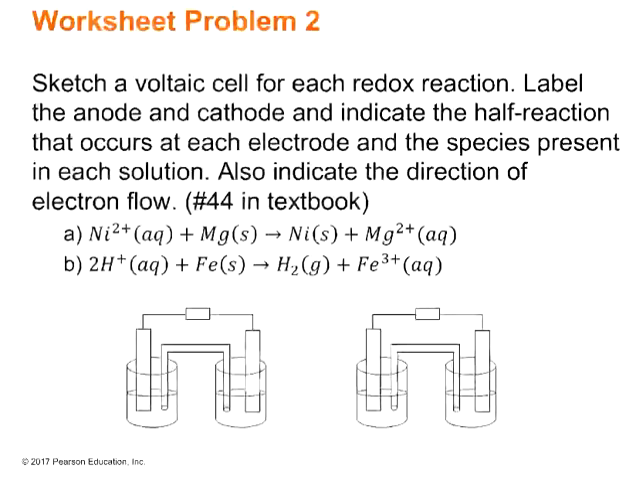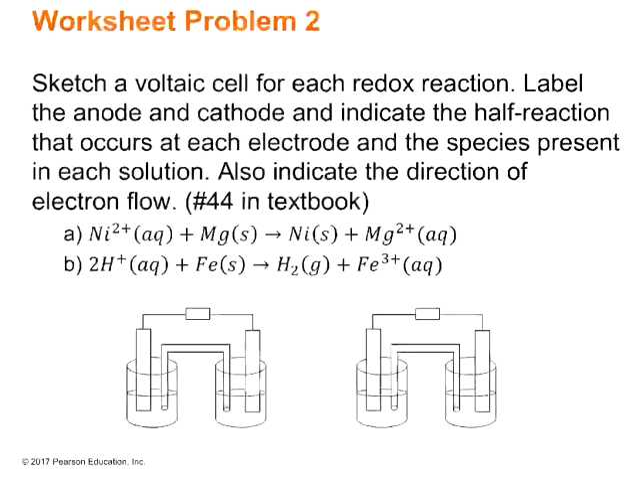All right, so for worksheet problem 2, we're asked to sketch a voltaic cell, also known as a galvanic cell, for each redox reaction. So we want to label the anode and cathode and indicate the half reaction that occurs at each electrode. And then we also want to identify the species present in each solution. Also, we want to indicate the direction of electron flow. So there's a lot of stuff we're going to do.